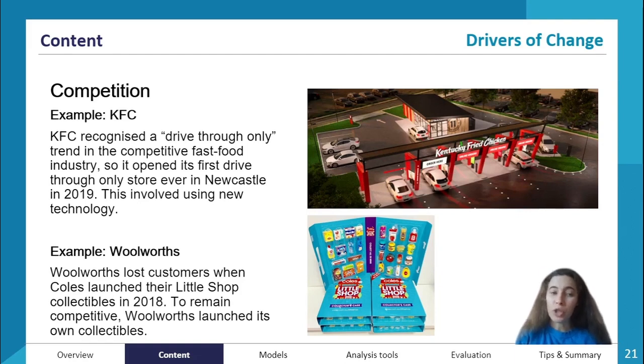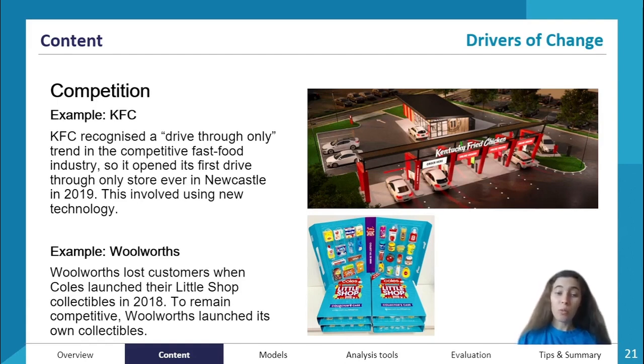So some more examples of competition. I mentioned that technology and rivals implementing new technologies can be a driver of change. And this is what we can see here with KFC. So KFC recognized a drive-through only trend in the very competitive fast food industry. So it opened its first drive-through only store in Newcastle back in 2019. And we can see a little image there of what that looked like. And this involved using new technology. Of course, if you're going to only have drive through, then you will have a bunch of things technology wise to make that happen, because you're far more reliant on having that technology to take people's orders and to make sure it's efficient and it's not going to get orders wrong and things like that.